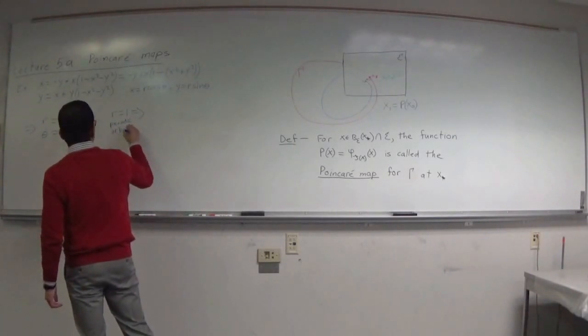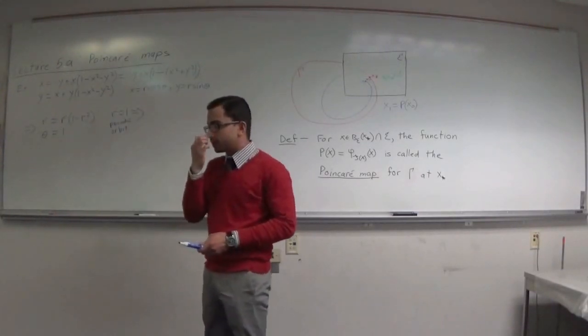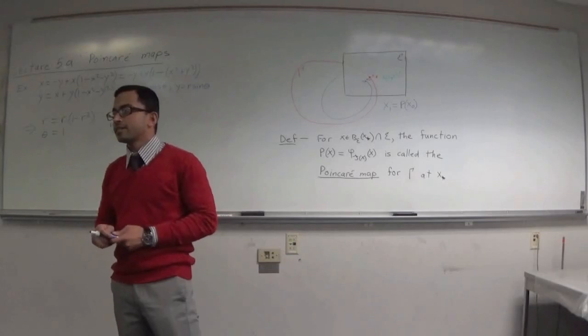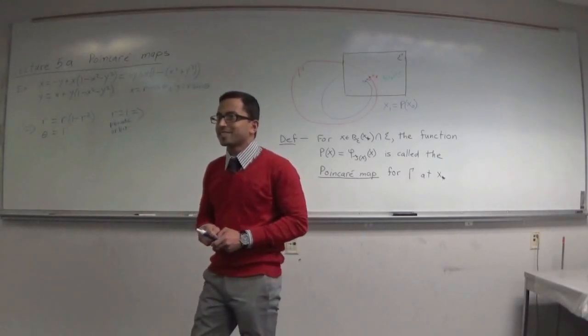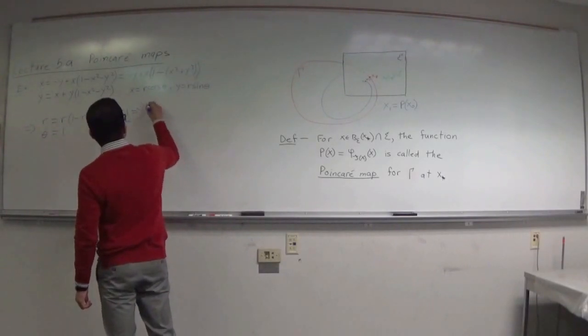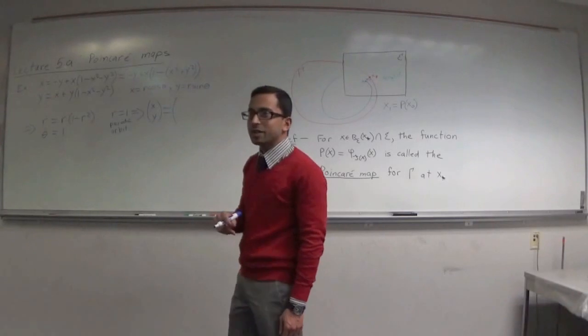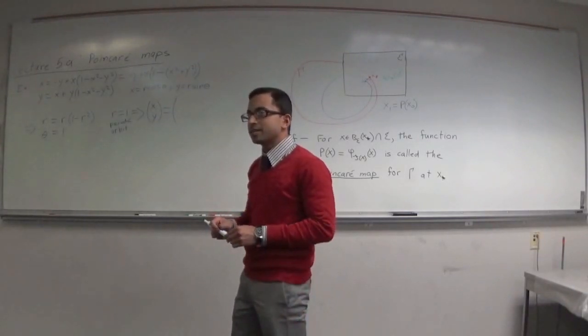So when r equals 1, we get the periodic orbit. But now we want to write it in terms of x and y. So how do we do that? x squared plus y squared equals 1. Okay, but let's write it like this: (x, y). What does it mean for that vector? What is that vector going to have to be?